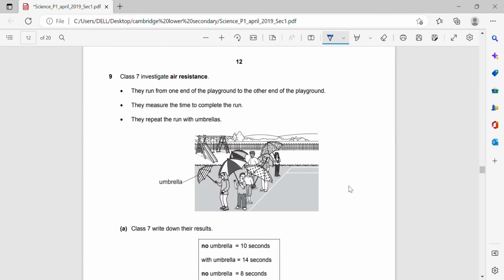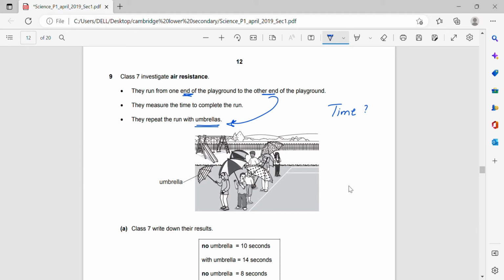Next question. Class 7 investigate air resistance. They run from one end of the playground to the other end of the playground. Okay? They measure the time to complete the run. So what are they measuring here? The time. They repeat the run with umbrellas. So the first time, what did they do? They run from one end to the other. Then they repeated the experiment using the umbrellas.